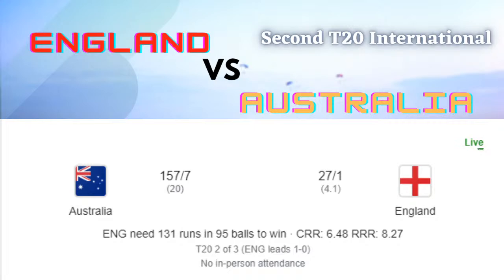This is an aggressive field setting from Australia. They have a slip and they have a fielder at gully. So Australia are trying to take wickets. They have to pick up another wicket.